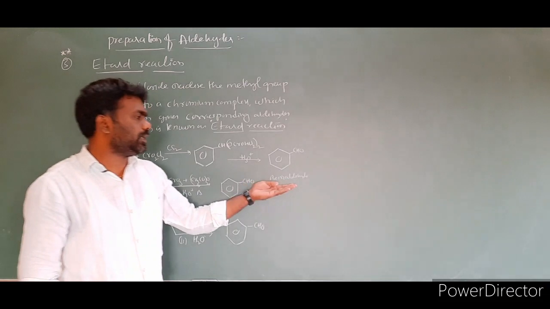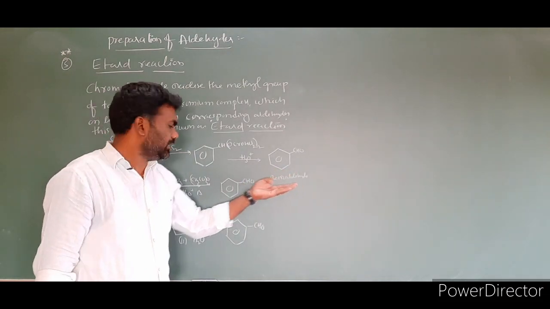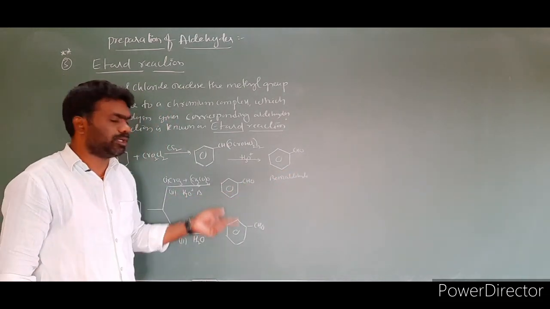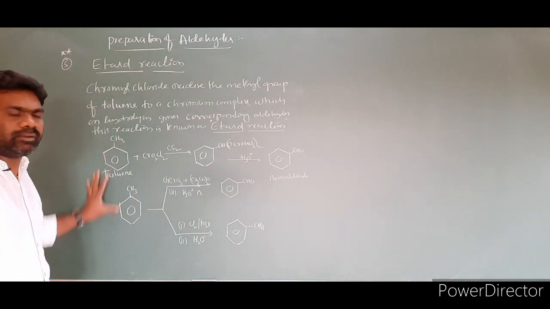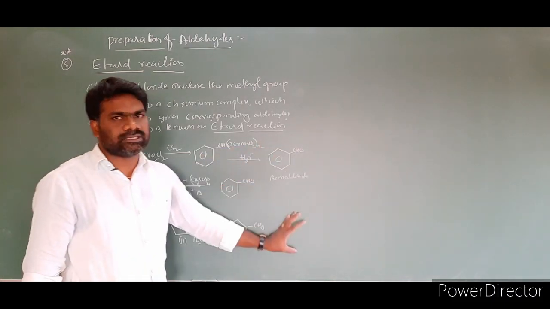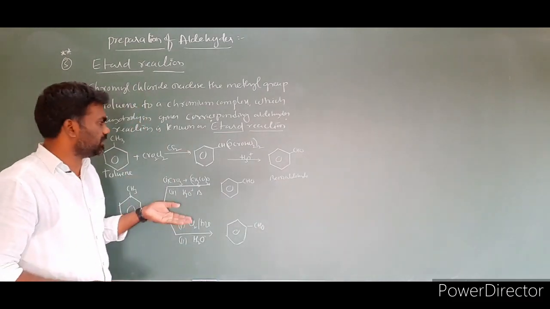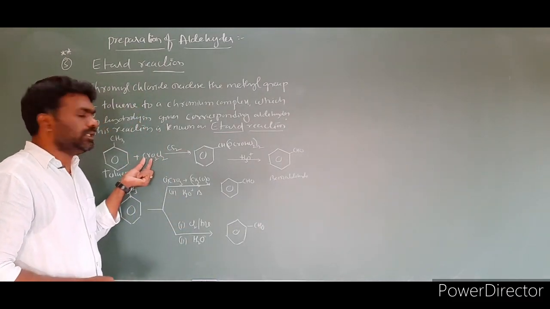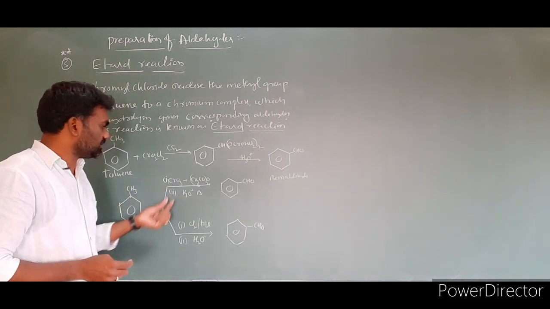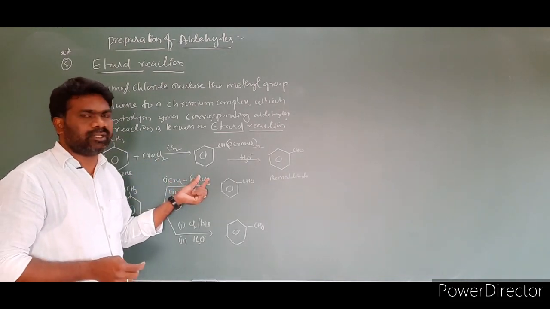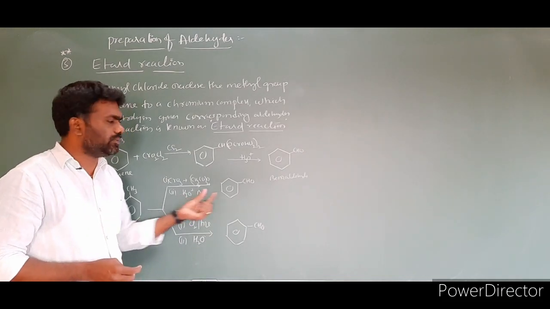Look here, in the Etard reaction the product is benzaldehyde. Even in this reaction and this reaction the product is benzaldehyde, and the reactant is also the same, toluene. But the difference is that in the Etard reaction the reagent is CrO2Cl2, whereas in the other two cases, one is CrO3 in acetic anhydride followed by hydrolysis and heat, which gives aldehyde.